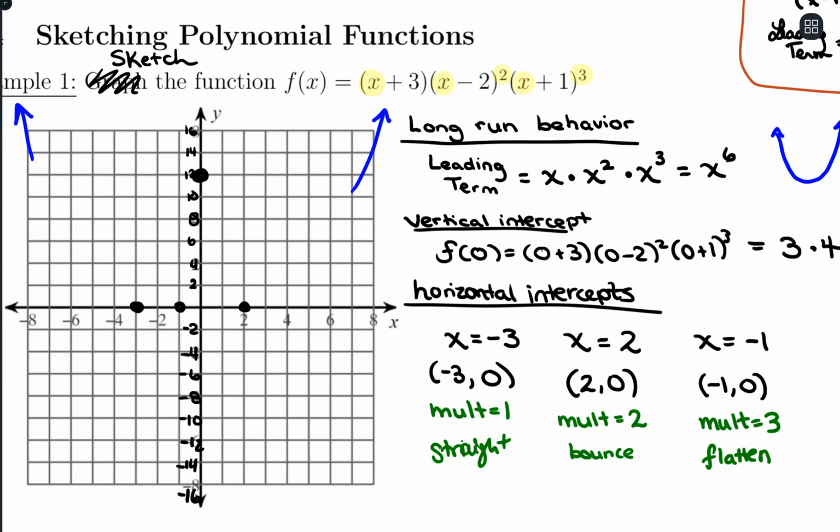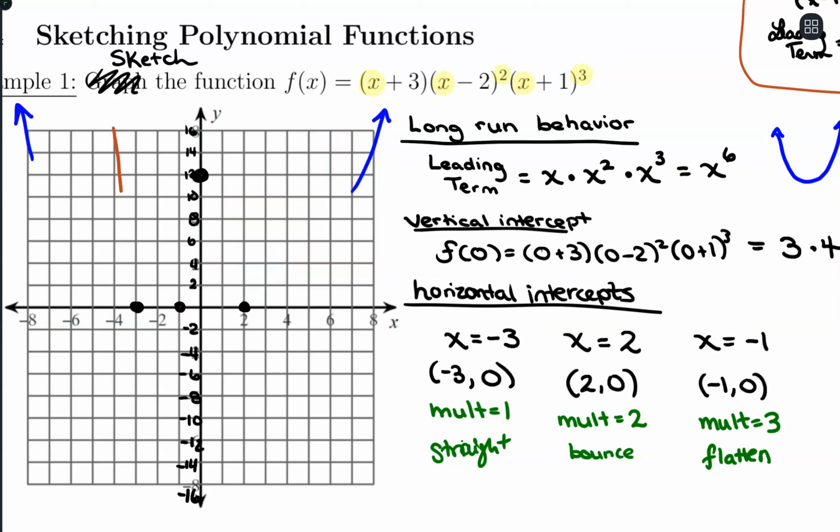So we're just going to say we go down, we turn, and as we come up to -1, 0, we need to flatten across it. So what I'm going to do is flatten, and I know I need to go up and touch 0, 12, and then we're going to turn at some point, go down, and we're going to bounce off of 2, 0, and that works perfectly because then we'll be going up and off to positive infinity again. All right, so let's make this graph.